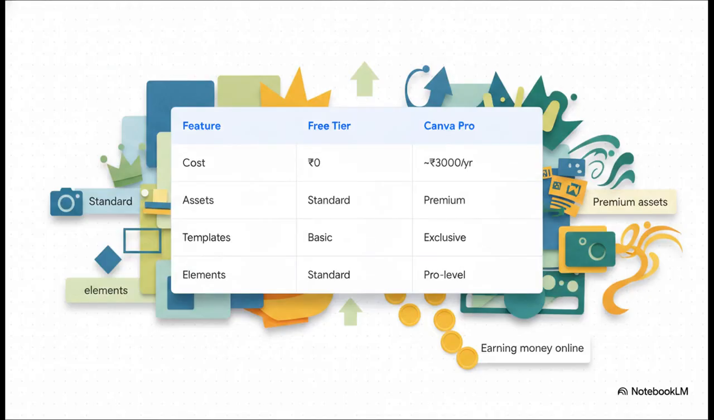Now, if you do decide to take your freelancing seriously, the value you unlock is just incredible. The free tier already gives you a massive amount of utility at literally zero cost, with standard photos, videos, and templates. But if you decide to upgrade to Canva Pro for roughly 3,000 rupees a year, you instantly unlock millions of premium library assets and exclusive pro-level graphics. For a freelancer actually making money online, that upgrade pays for itself so quickly.